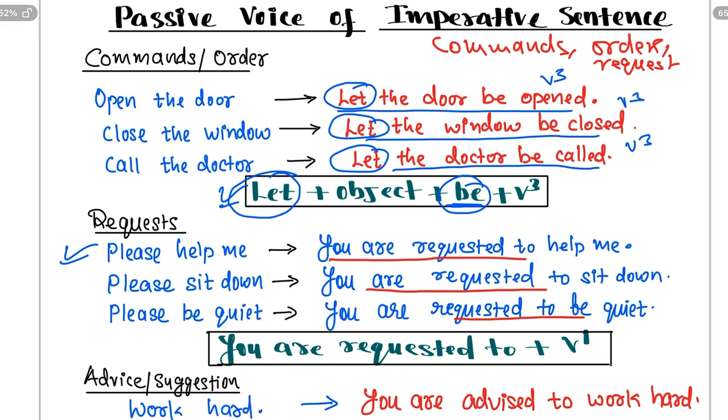Then you can ask me, sir, how will you change a sentence which expresses advice? For example, work hard. So how will it be changed into passive voice? So this is an advice, so we will introduce you are advised. Instead of saying you are requested, we can use you are advised to work hard. So this is how we change an imperative sentence into passive voice.